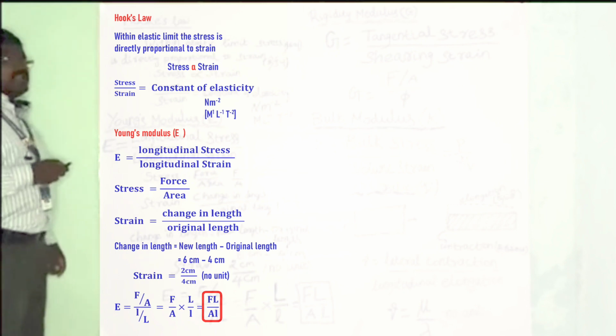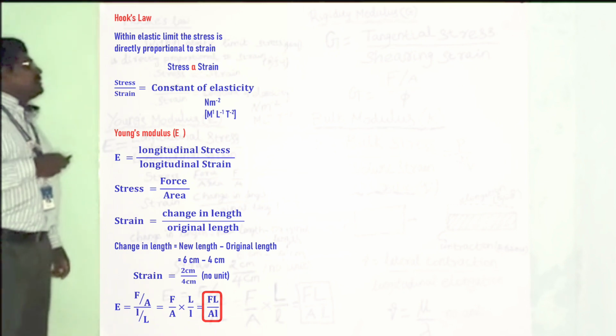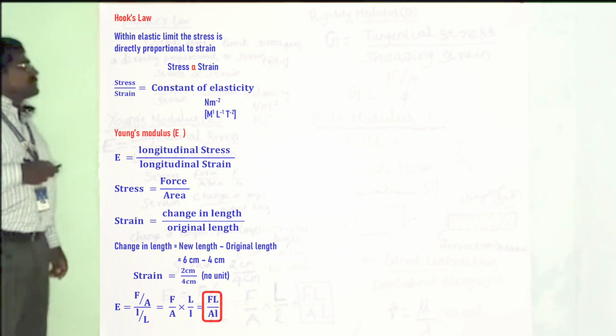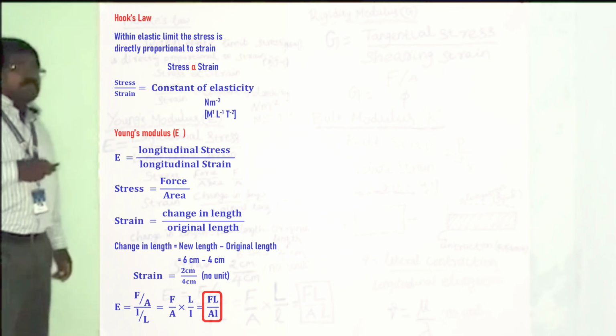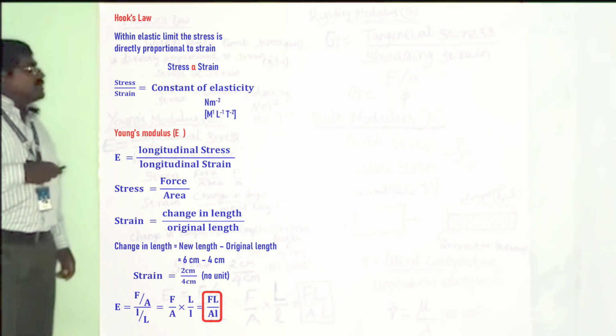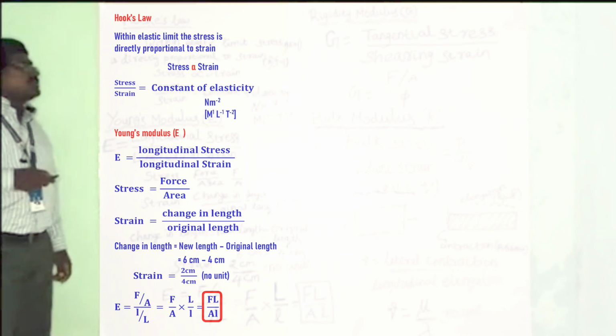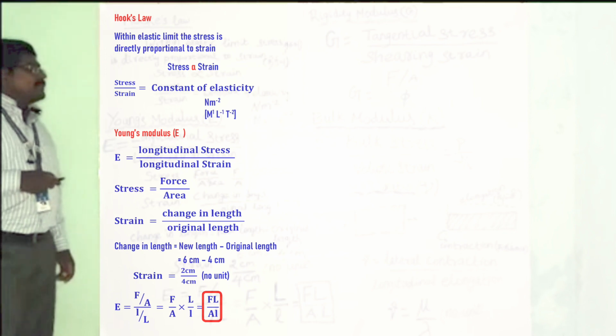So wherever there is a proportionality, we should have a constant. So we may write stress by strain equal to constant. That constant is known as constant of elasticity. It has a unit Newton per meter square. It has dimension M L power minus 1 T power minus 2. So unit and dimensions are given here.